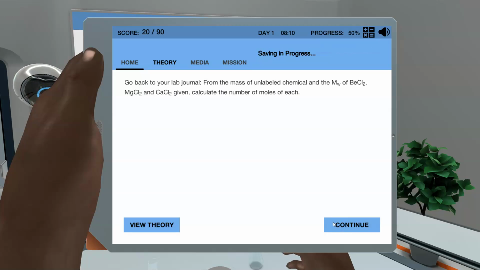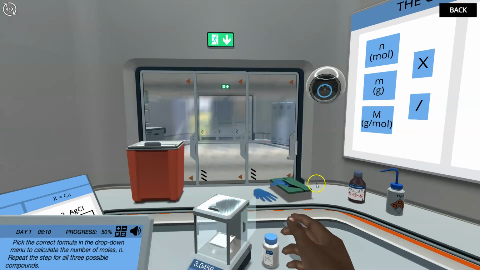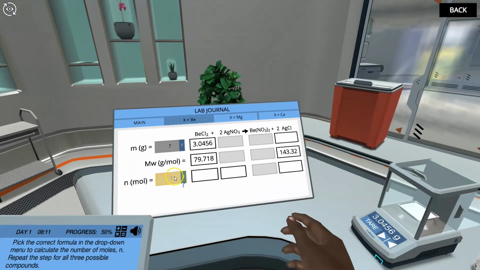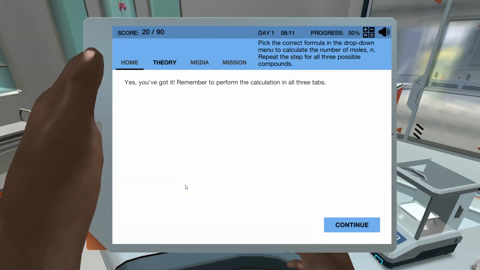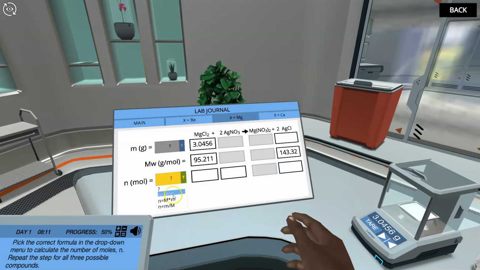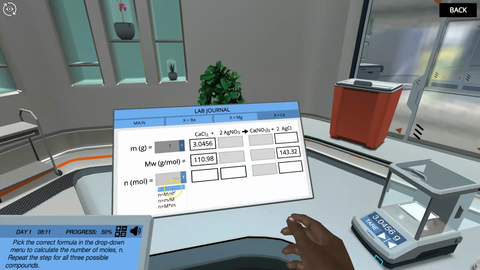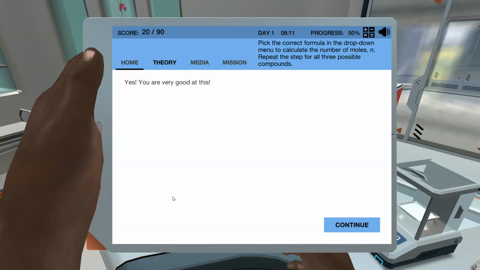Go back to your lab journal. From the mass of unlabeled chemical and the molecular weight of beryllium, magnesium and calcium chloride given, calculate the number of moles of each. Pick the correct formula in the drop-down menu to calculate the number of moles, n. Repeat the step for all three possible compounds. Yes, you've got it. Remember to perform the calculation in all three tabs. Yes, exactly. Yes, you are very good at this.